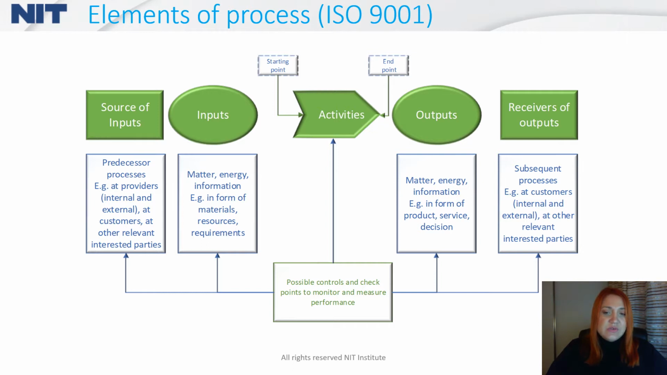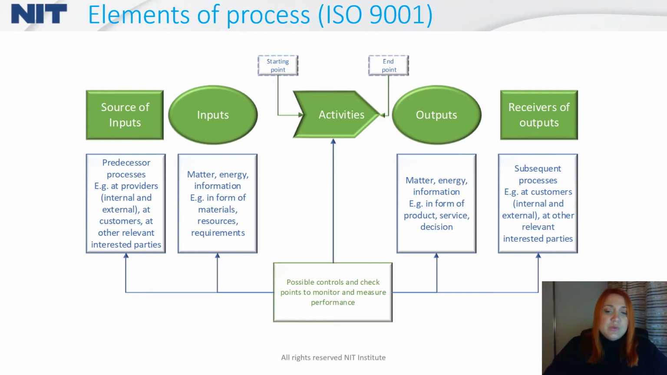First phase is to determine what is the source of the inputs. For example, it could be the predecessor process at providers, at customers, or at any other part of the company or business unit. It could be an external or internal predecessor process, of course. Then we have the exact inputs to the processes, like what are the resources or what are the materials that we will use or any kind of requirements.